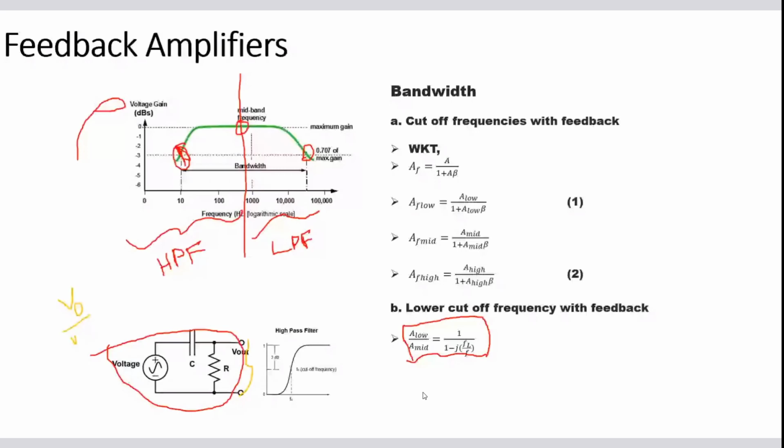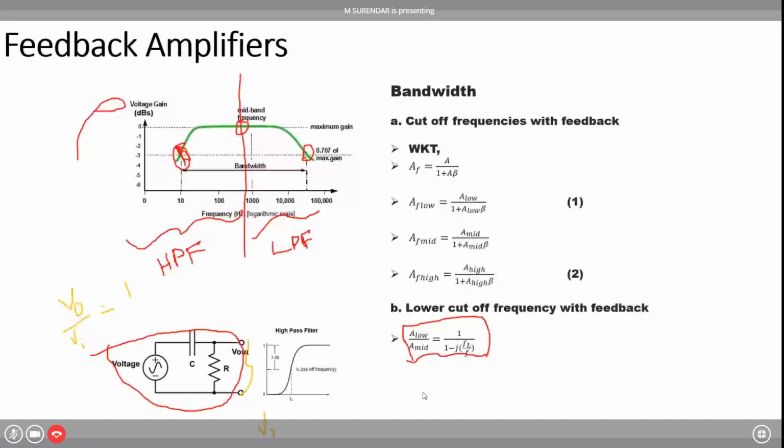I am taking the output across my resistor. So my output voltage V output is equal to the total voltage VI into R.